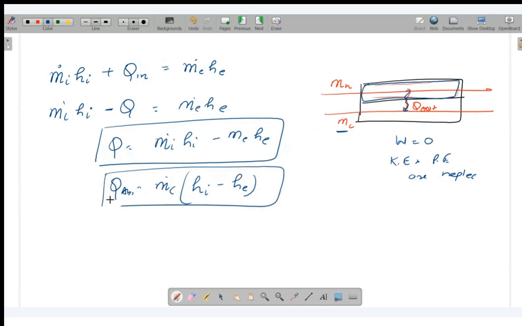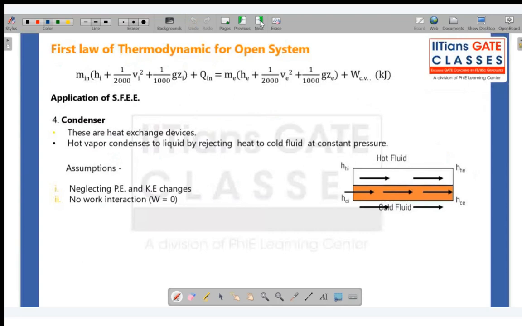Now, the same thing applies for a condenser. It's again a heat exchanger. But in a condenser, what happens? Heat is rejected. Sorry, heat is absorbed actually. Hot vapor condenses to liquid by rejecting heat to cold fluid at constant pressure. So what happens in a condenser, anyone? What is the purpose of it? I think we discussed this as well. What is condensing?